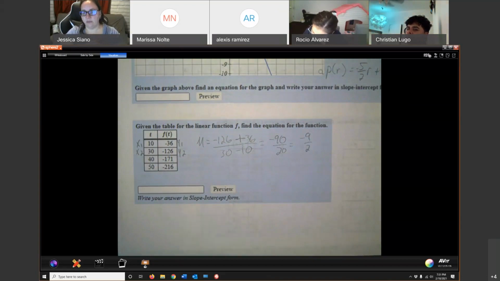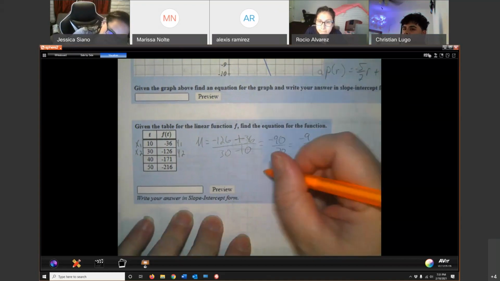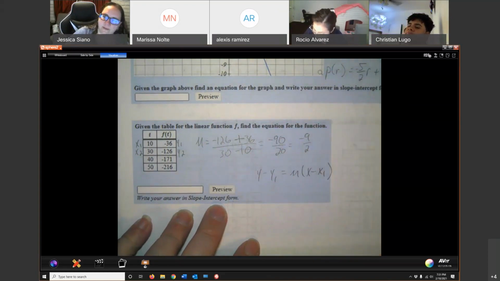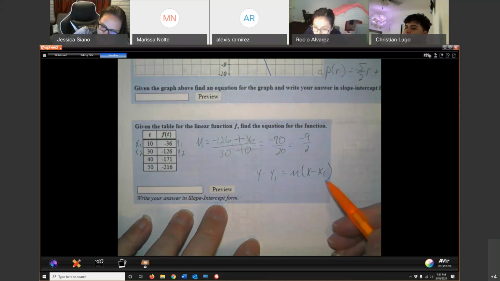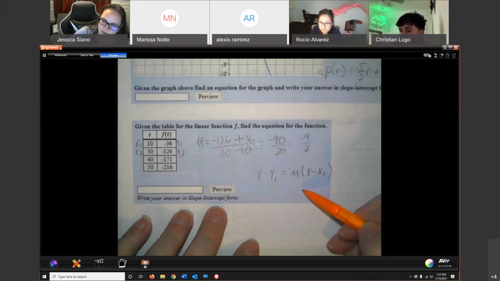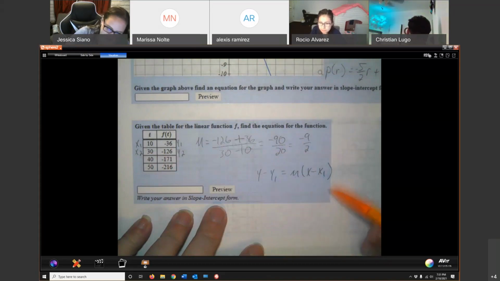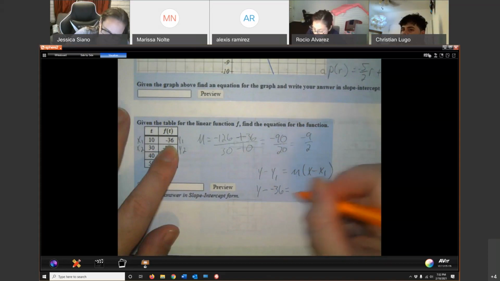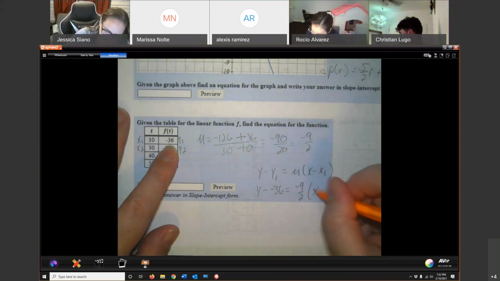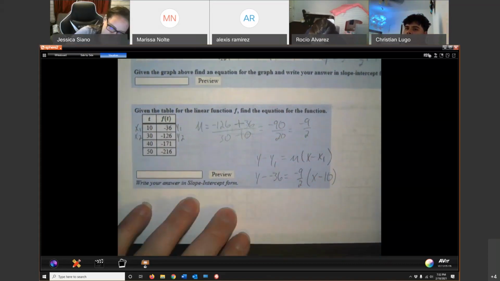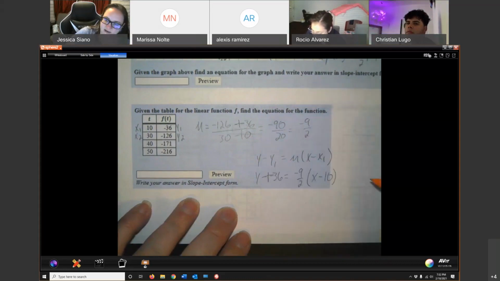Once you have the slope, you're going to take the slope and any point and plug it into point-slope form. So x1 and y1 are my same x1 and y1 from when I found the slope, and m is your slope, and then you leave y and x. So this would be y minus negative 36 equals negative 9/2 times x minus 10. So minus a negative 36 becomes plus 36.